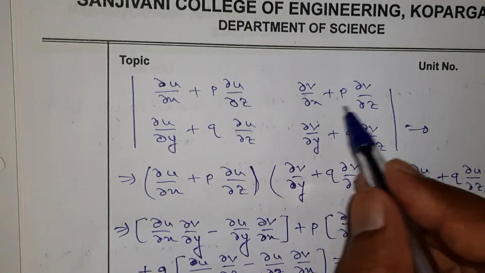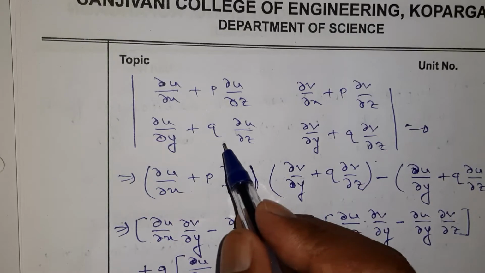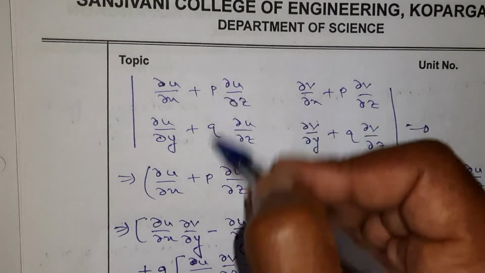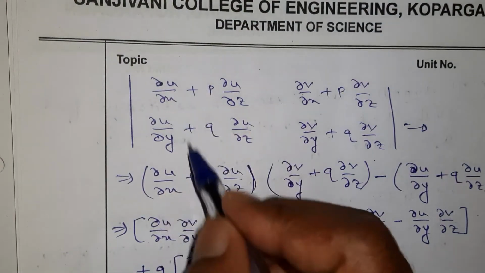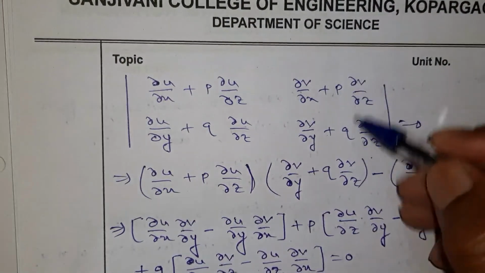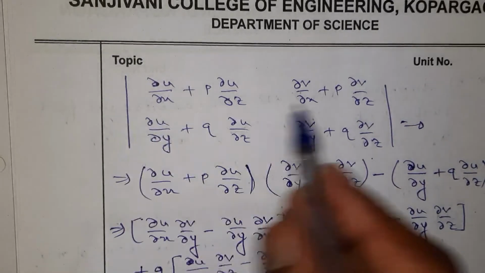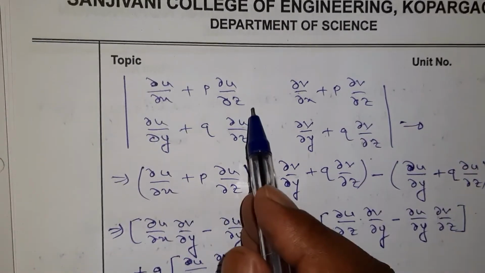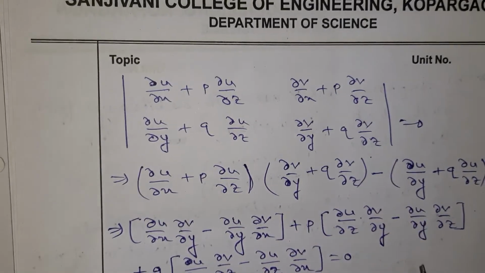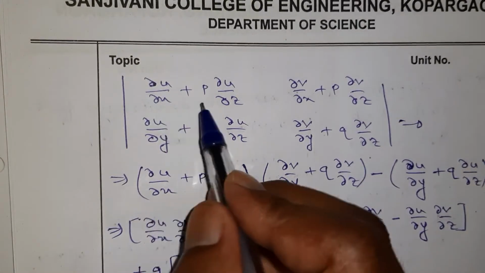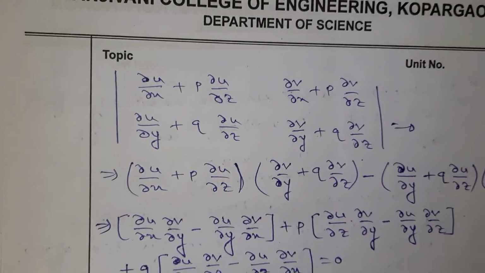∂v/∂x plus p into ∂v/∂z, ∂u/∂y plus q into ∂u/∂z. This first column is for u, and the second column is for v. If you remember row-wise, then in the first row x and z, and in the second row y and z. Clearly you only have to remember this: ∂u/∂x plus p ∂u/∂z, and the same way for v.